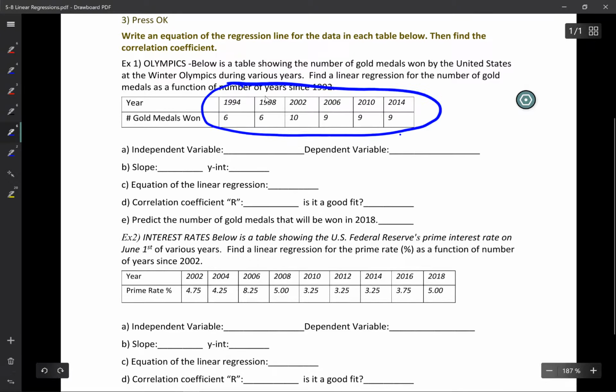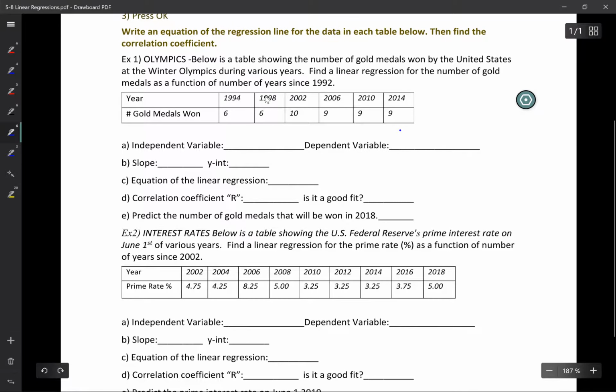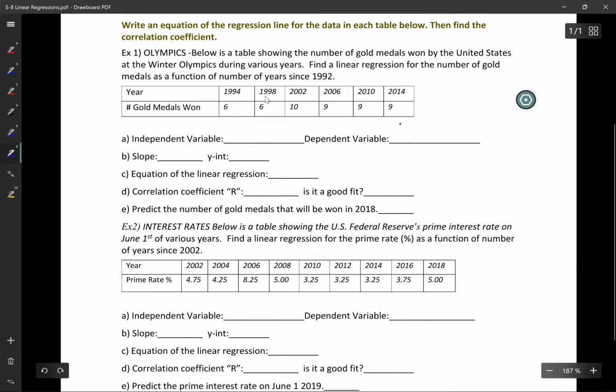Now, in a previous lesson we talked about functions, right? You want to write a regression of the number of gold medals as a function of the year since 1992, right? That's actually a typo, since 1994. I just made these notes, and I can already see a typo. I apologize for that. I kept changing these numbers. Let me fix this here. So change that to a 4 if you don't mind.